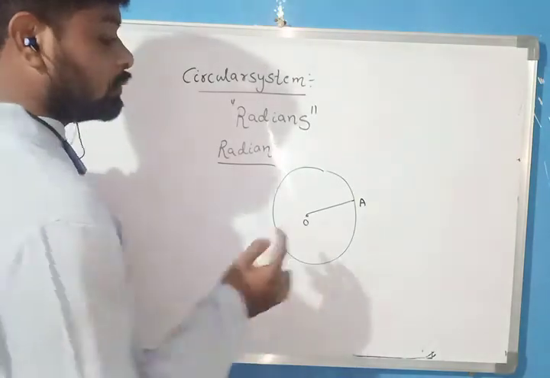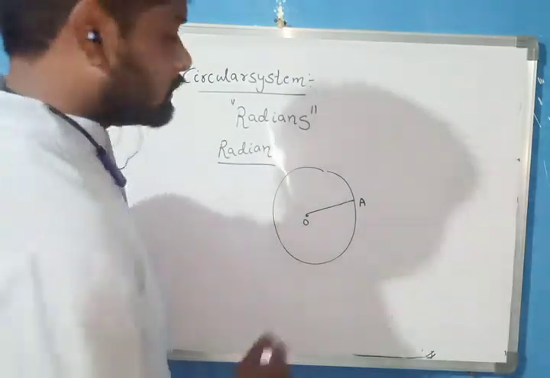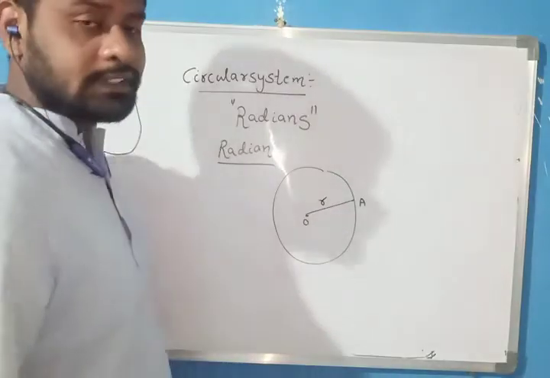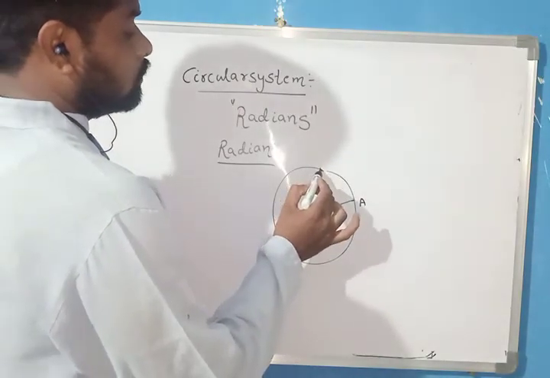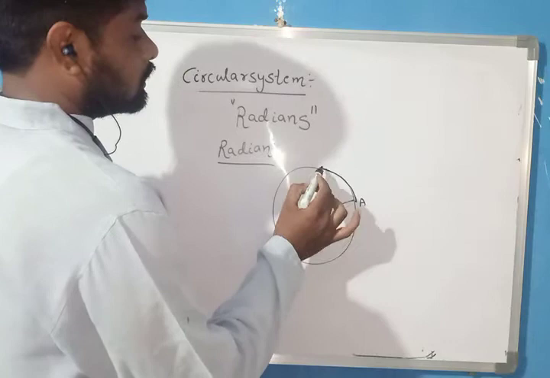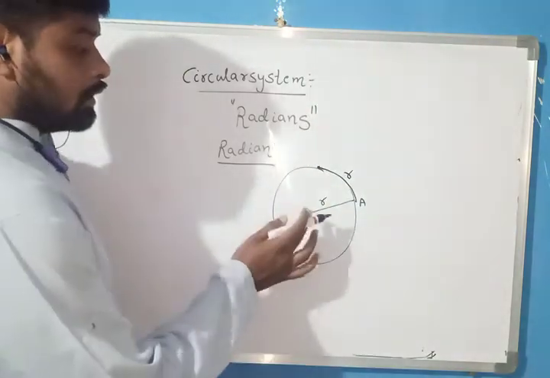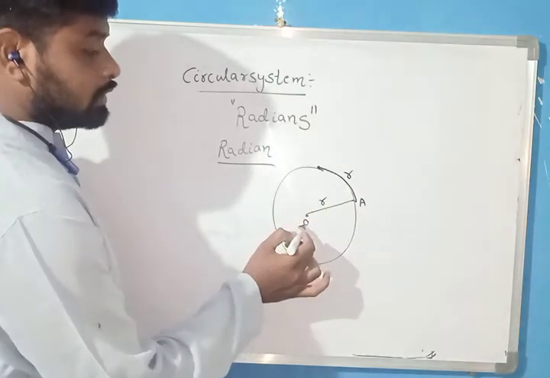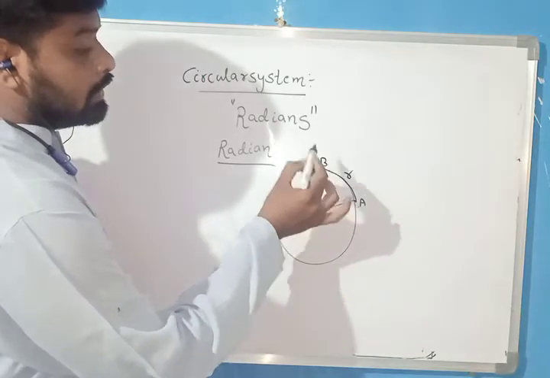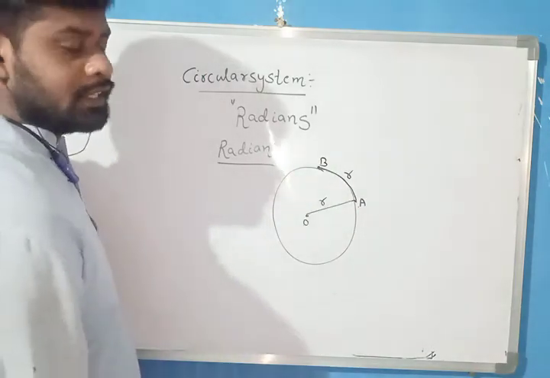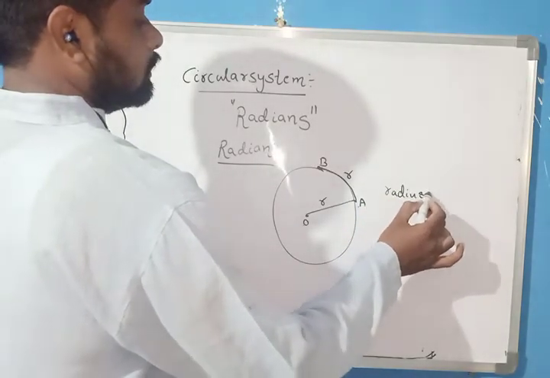What is the distance O to A? In a circle, the distance from the center to a fixed point is nothing but the radius. That OA distance is the radius. This OA length is equal to the length of the arc of the circle, arc AB. That is a radian.